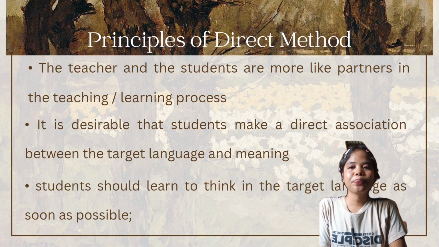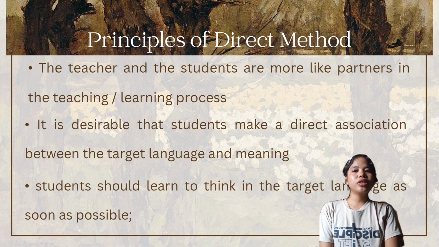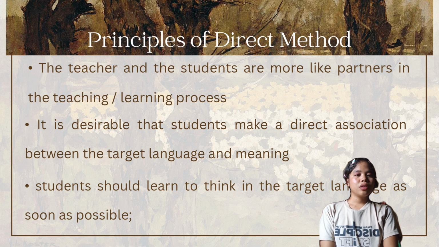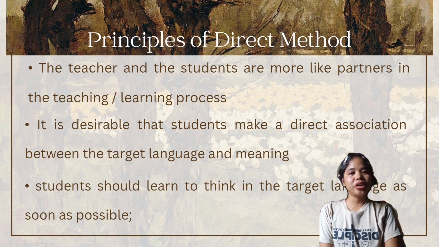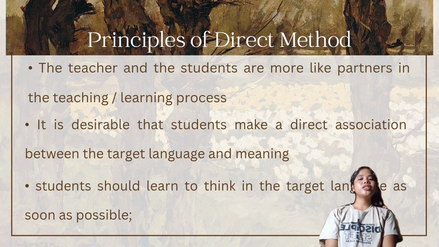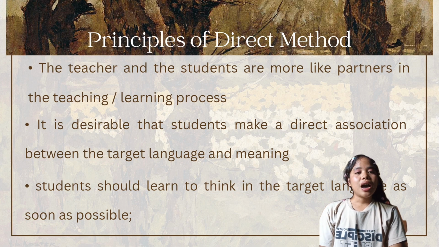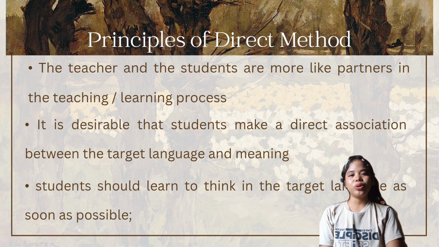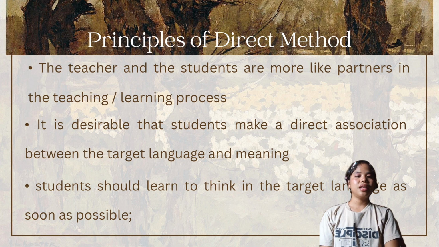And of course, it is desirable that students make a direct association between the target language and the meaning. It is good for students to associate words or meanings with the target language in order for them to learn it more effectively. And students should learn to think in the target language as soon as possible. Of course, the direct method implies that students need to think more about the language in order for them to learn, understand, and use the target language that they are learning.